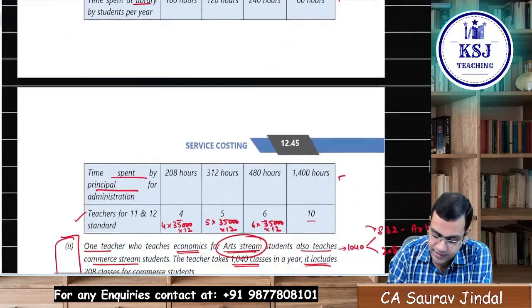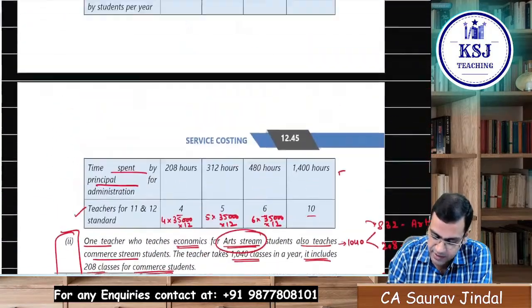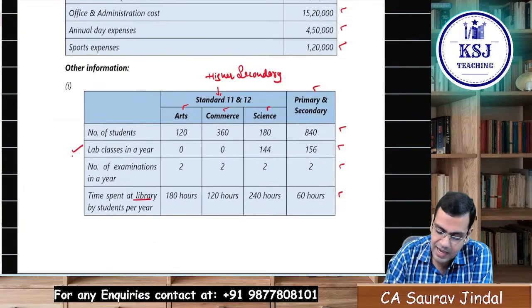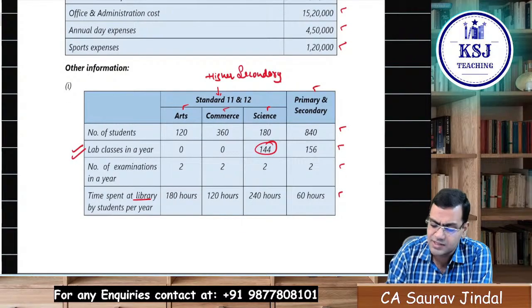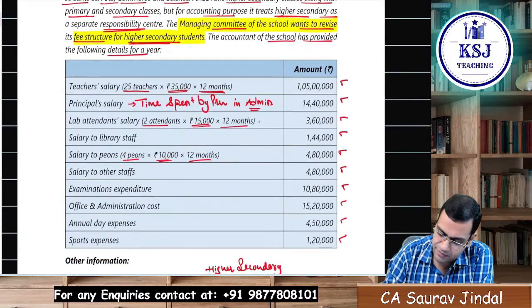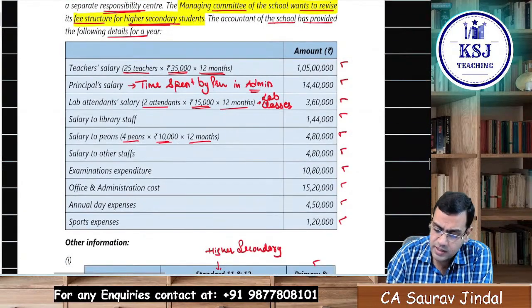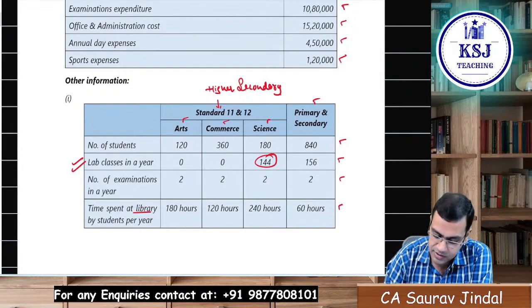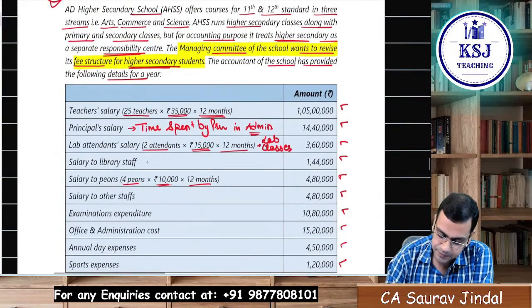What is given regarding the lab attendant salary? Anything given regarding that? Nice, sir. So lab attendant salary will be distributed on the basis of the lab classes in a year. So it will be for the science stream only. Arts and commerce stream, the lab is not required, sir. It will be on the basis of lab classes. Salary to library staff, it will be distributed on the basis of what? On the basis of time spent in library.